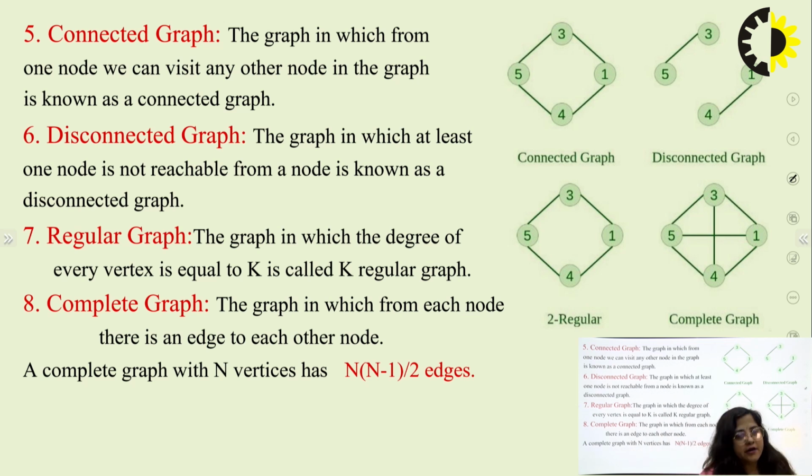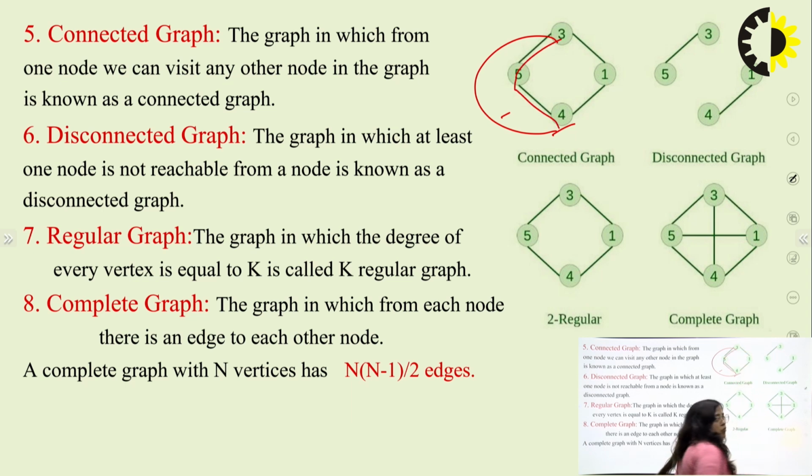The fifth one is the connected graph. Connected graph means, according to the diagram, a graph in which from one node you can visit any other node. It means if you want to move to any vertex in the given graph, you can easily move, then it's called a connected graph. Suppose you want to go to vertex 3. If your destination is this and you want to move here, then you just pass from 5 to 3. So this is called a connected graph.